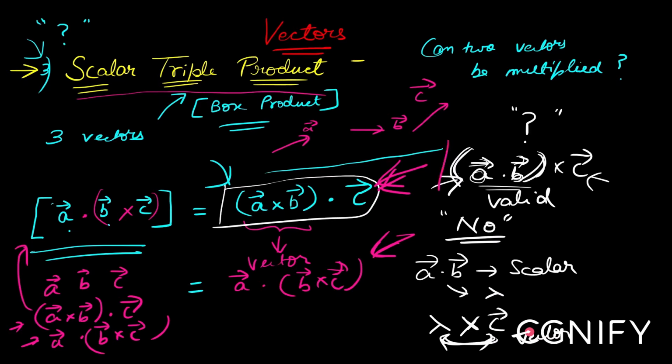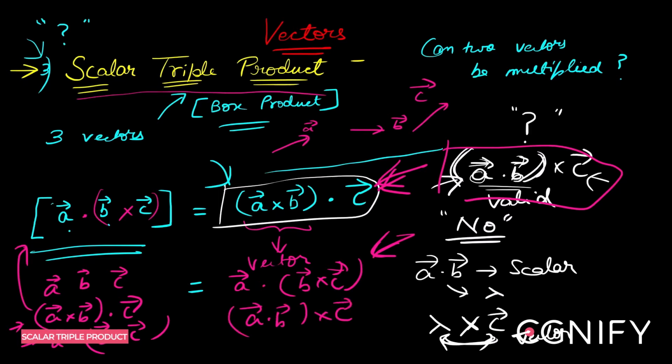But what you have to not do is this. You don't take the dot of the first two and cross it with the third one. And neither can you take the dot of the second and third and cross it with the first. Both of these are invalid. You can't do these two. So just keep that in mind.